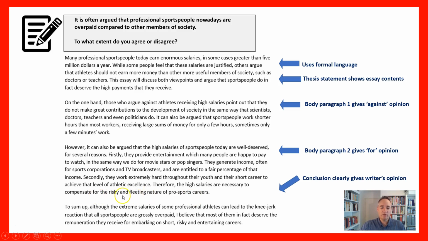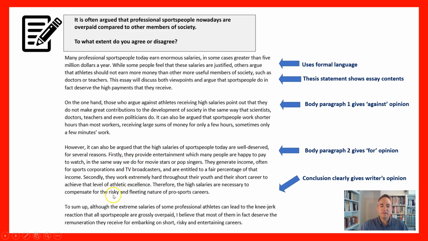This is really great writing. These are power words. So it's "risky, fleeting nature of." That's really advanced writing there. So this overall is probably an example of a 9.0 score for IELTS, because there's some really super advanced and powerful language being shown.